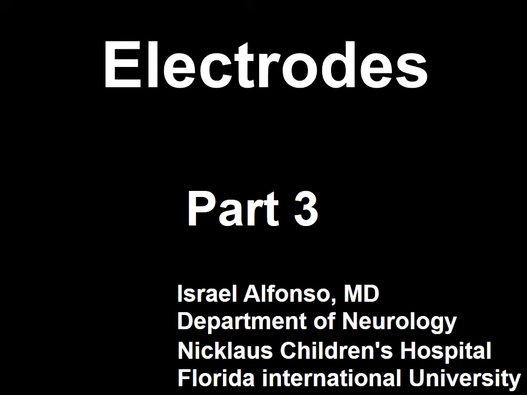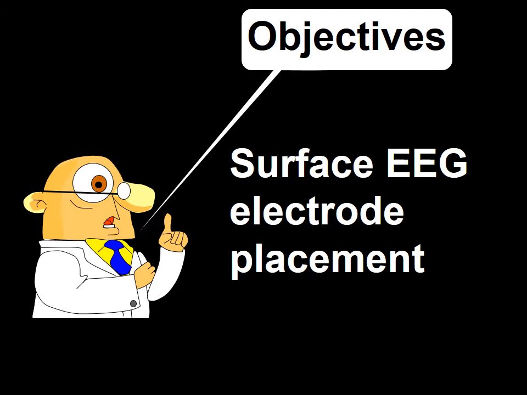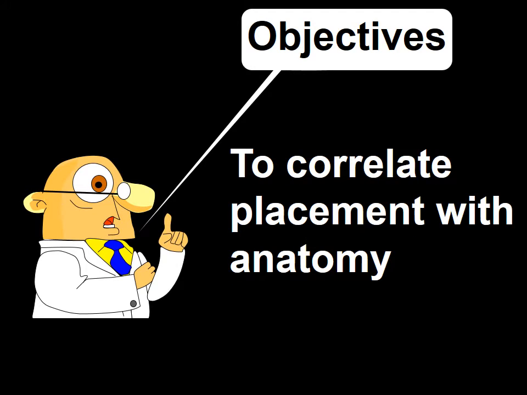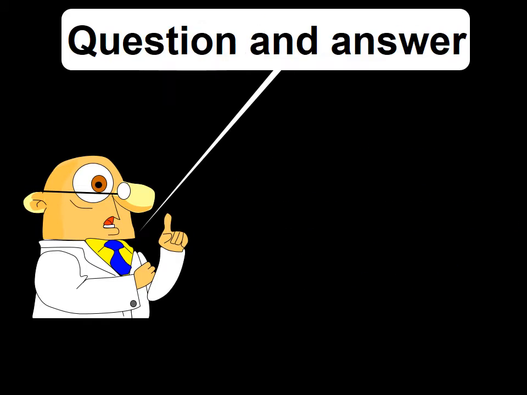Hi, this talk is the third and last talk about EEG electrodes. It deals mainly with surface EEG electrodes and, to a lesser extent, with other types of electrodes used in neurophysiology. The objectives of this talk are to explain surface EEG electrode placement, to correlate placement with anatomy, and to briefly mention a few facts about non-surface EEG electrodes.